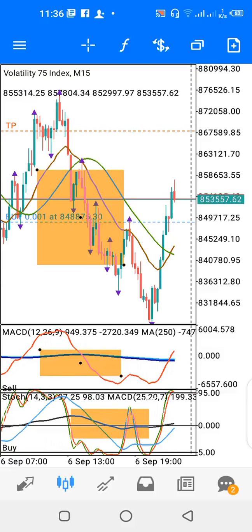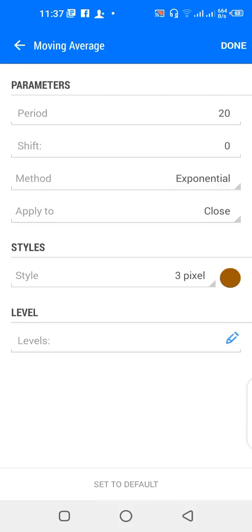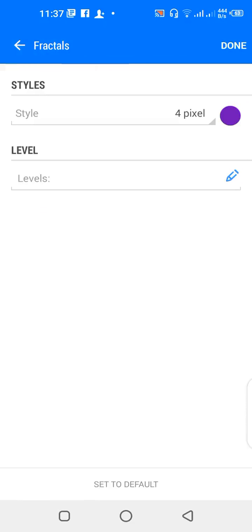How does this strategy work? Let's look at the indicators first on the main window. We have a moving average, 20 period, the shift is zero, method is exponential, apply to close, and the color is brown. And then we have another moving average, 16 period, shift is zero, method is simple, apply to previous indicator's data, color is green. And then we have fractals.